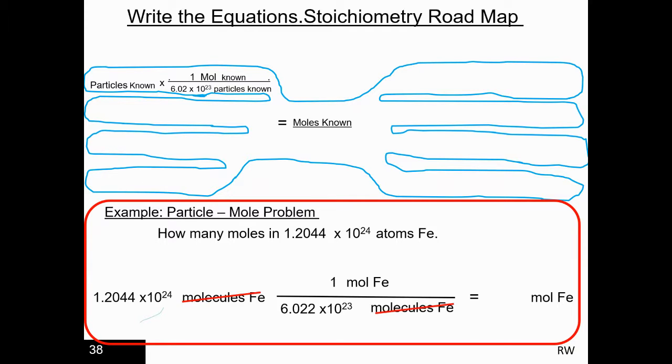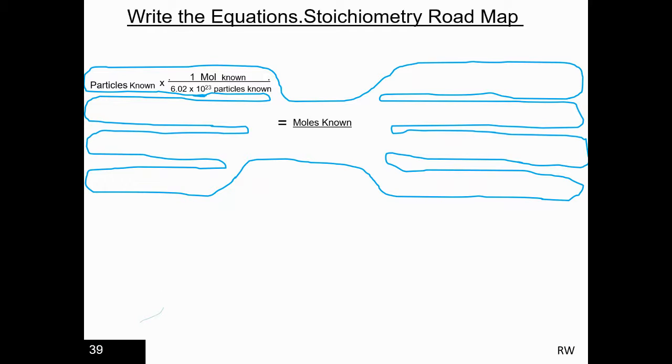Notice those units cancel. Before you do any math, check those units cancel. So the atoms of iron cancel here and here. And now you'd get moles of iron as your answer. All right, and this answer is 2. Now, I kept the math simple here because I want you to see the concepts and not get hung up in the numbers. All right, so that's the first branch of this road.